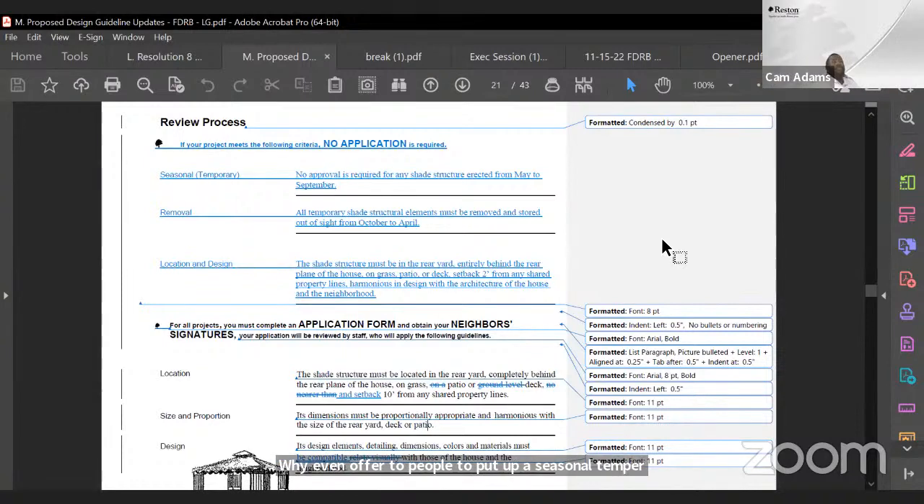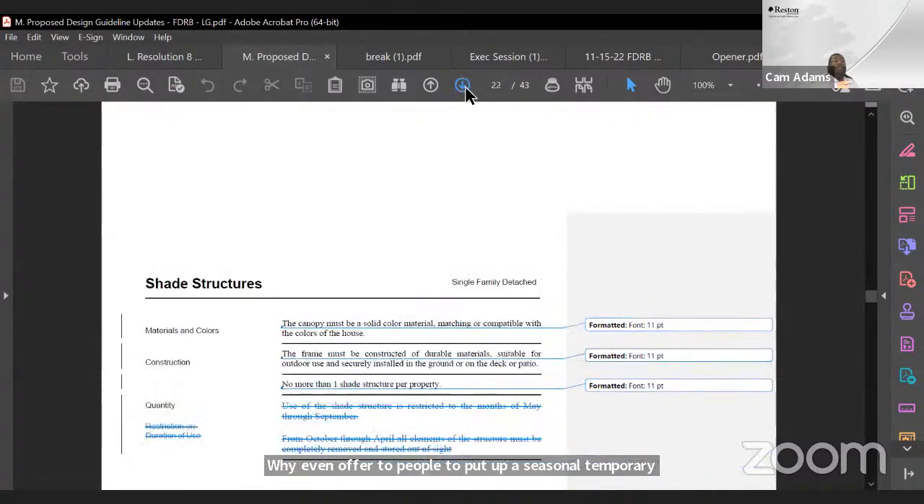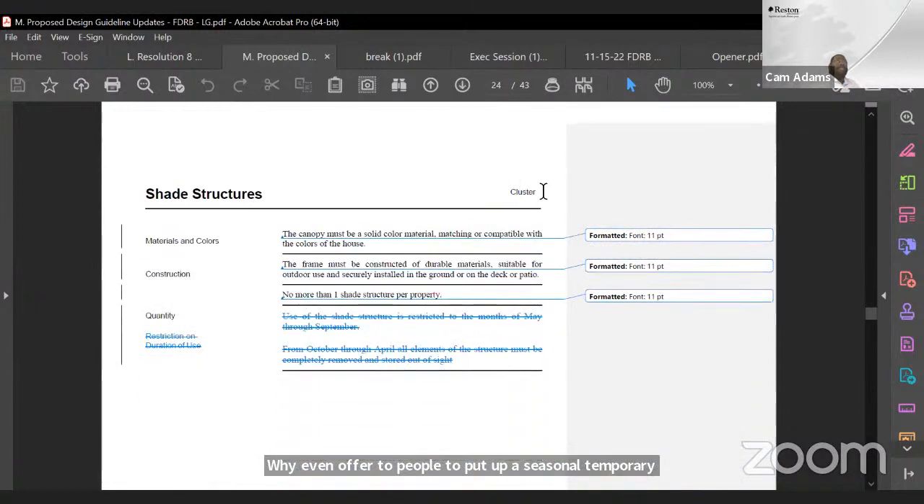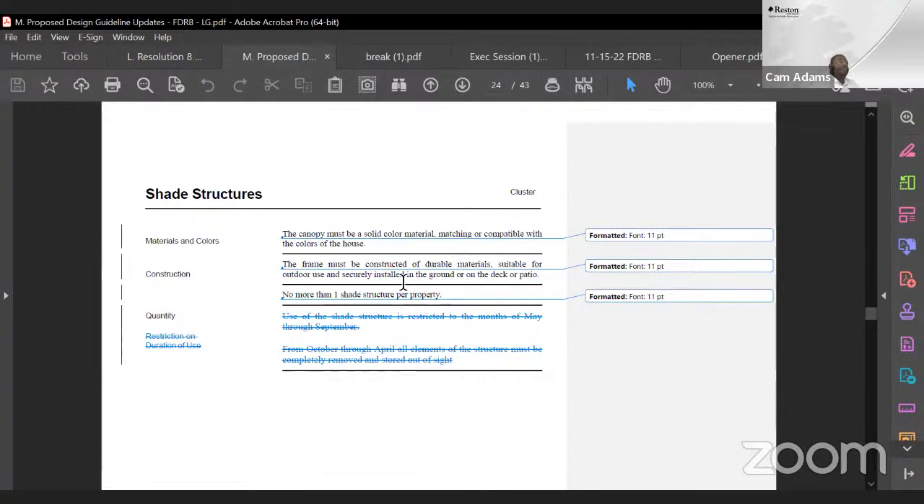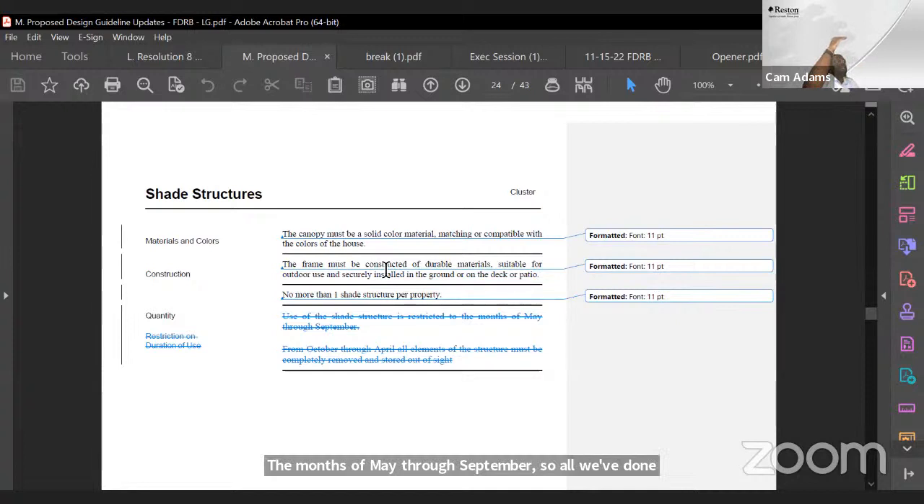LaShonda, if you could go to page 24, the design guideline that exists now already has from October through April, all elements of the structure must be completely removed and stored out of sight. And the use of a shade structure is restricted to the months of May through September. So all we've done is just move that up to its own section and added the no application review level so that people could have these without having to submit applications for them.